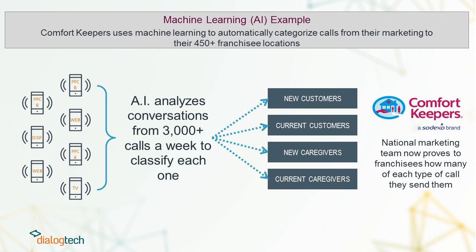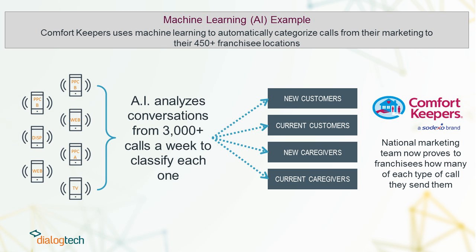As you continue, a real-life example of this is Comfort Keepers. I'll let Blair walk through this one. Sure. So if you're not familiar with Comfort Keepers, they are one of the largest senior care providers in the country. It's a franchisee model, so they've got over 450 individual franchisees, where the national marketing takes funds from them and is responsible for driving leads to each of those franchisees.